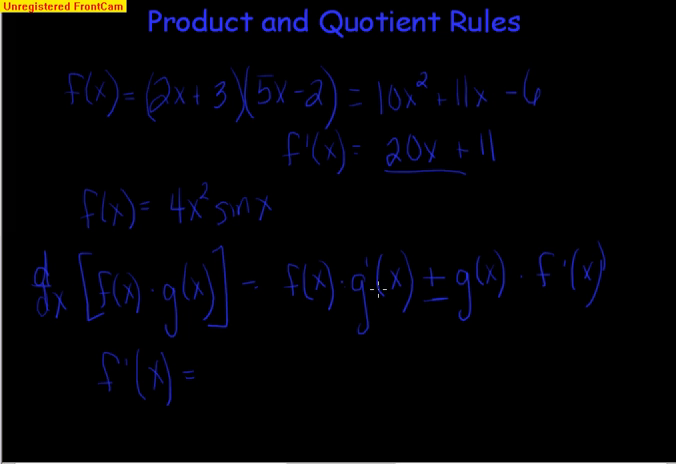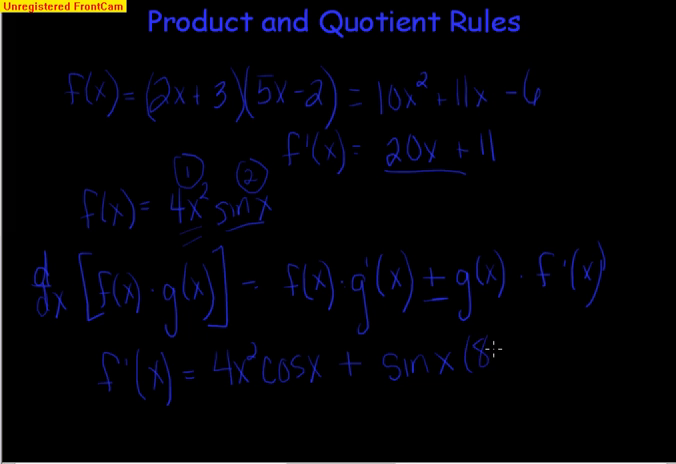sine of x, following the same rule, you would take the first function, which is the 4x squared, we don't change it, times the derivative of sine. Derivative of sine, we know from earlier this week, is cosine of x. And then plus the second, which is sine of x, times the derivative of the first function. So we go up here, the derivative of the first function. Sometimes it helps to label these. This is function 1, this is function 2. Derivative of 4x squared is 8x.